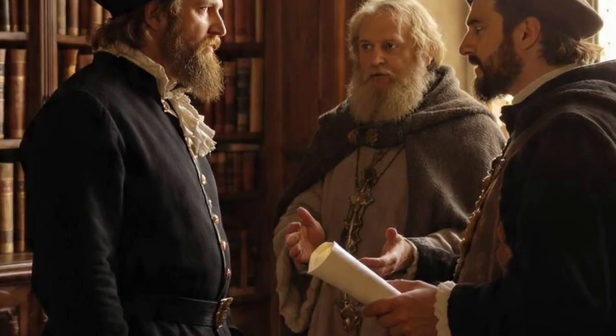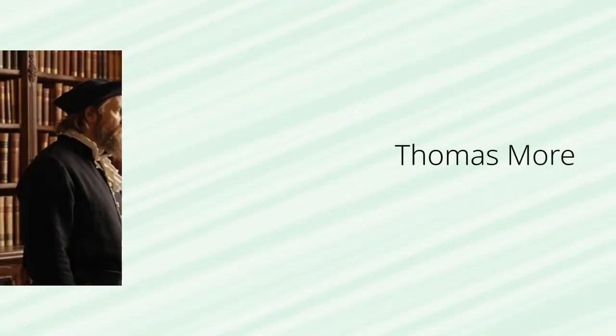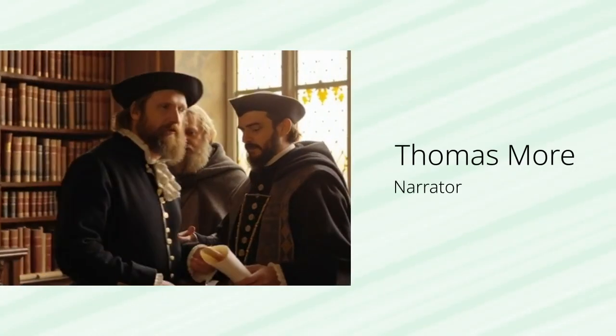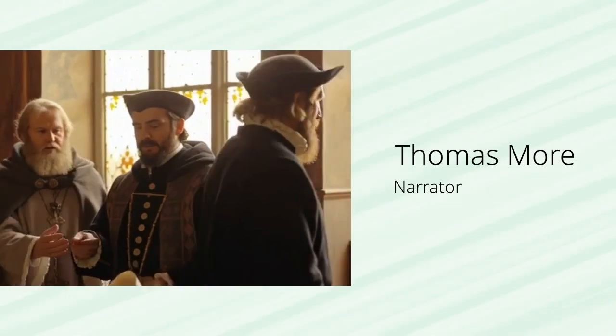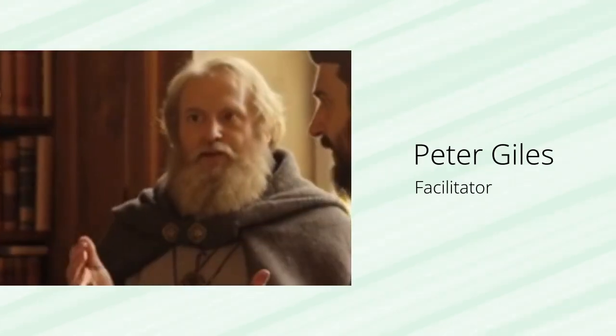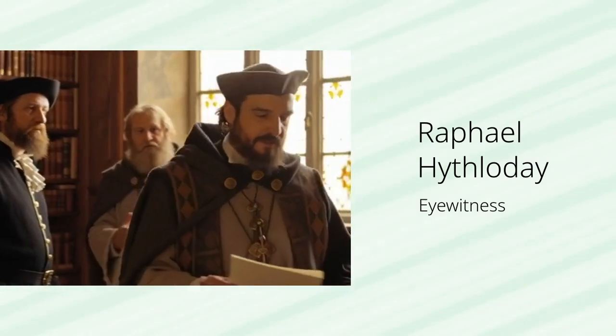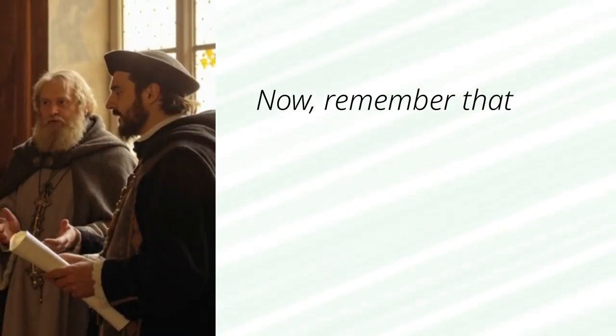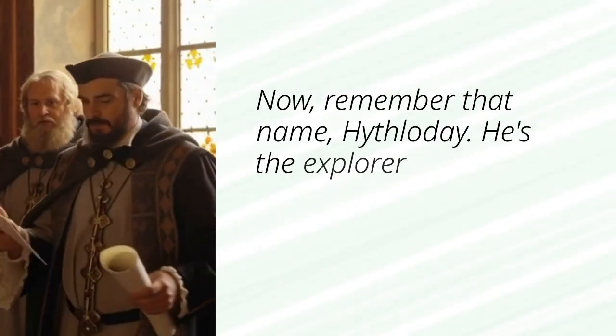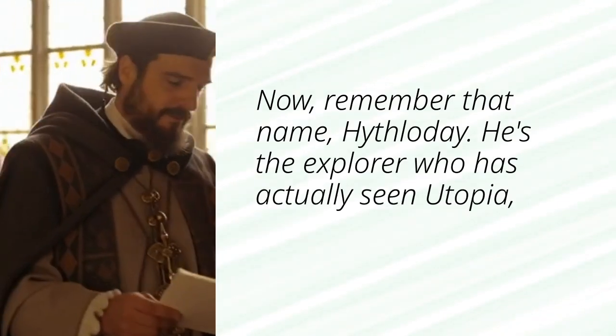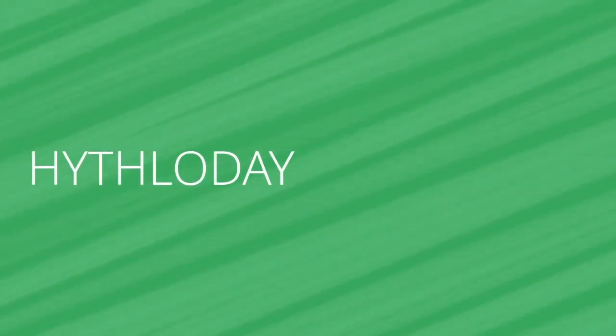3 figures anchor the story in Utopia: More, the narrator, and don't mix up the author with the narrator. They are different. Then we have Peter Giles, the facilitator, and Raphael Hythloday, the eyewitness. Now remember that name, Hythloday. He's the explorer who has actually seen Utopia, but his name holds a secret that changes everything. But we'll see that later.